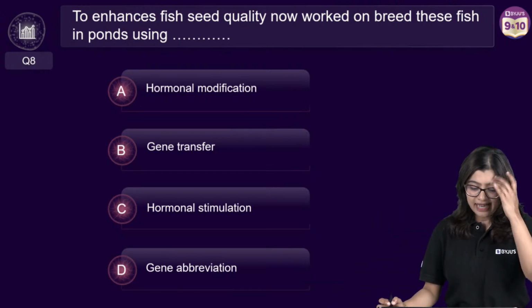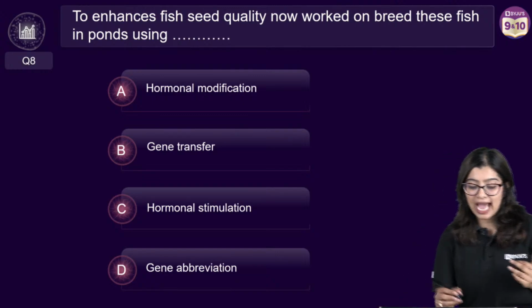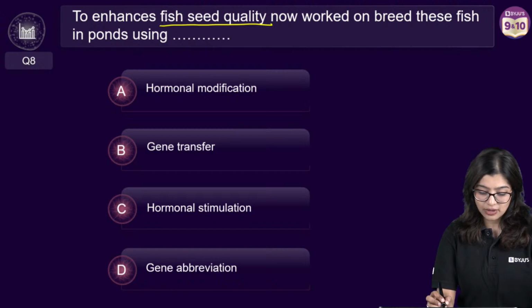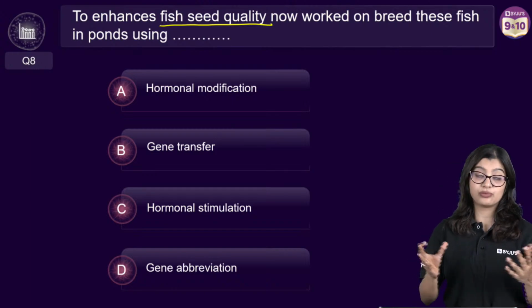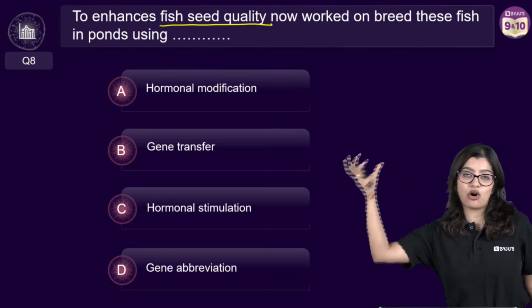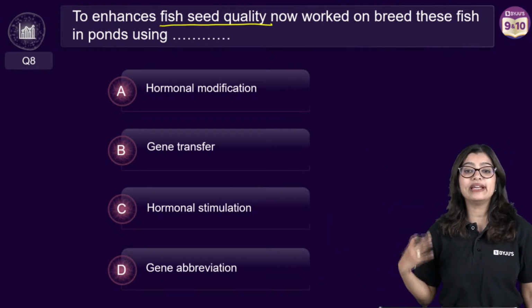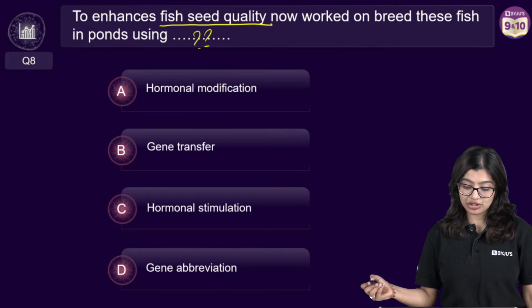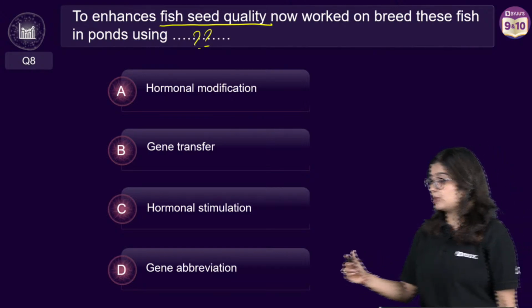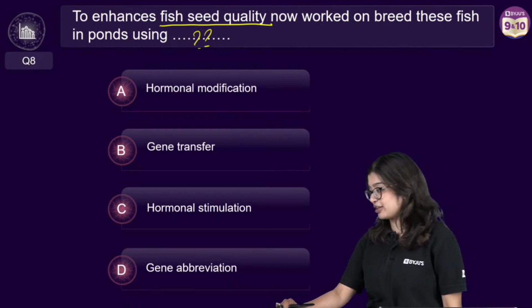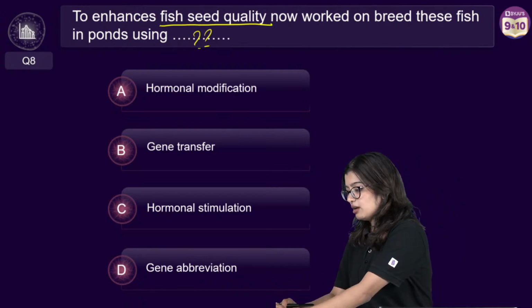Yes? Next up, question number 8. To enhance fish seed quality, which is now being worked on, basically to improve the quality of fishes in ponds. How do we do that? Do we do hormonal modification? Do we do gene transfer? Do we do hormonal stimulation? Or do we do gene abbreviation? I will give you the polls.